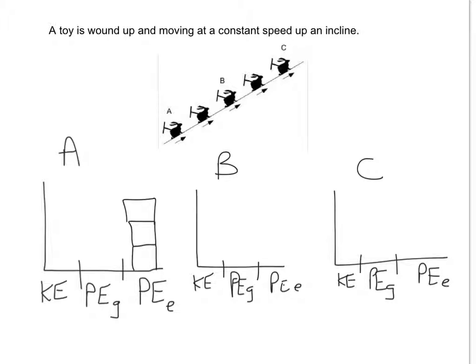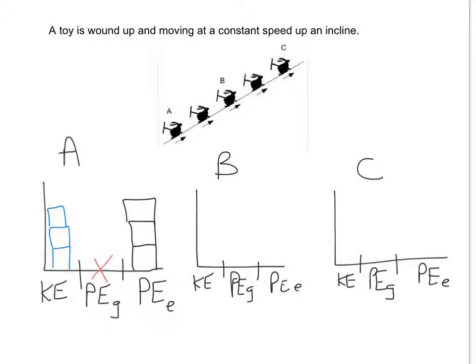Next, I'm going to look at gravitational potential energy. At point A, the toy is right at the bottom of the incline, so that means it has no gravitational potential. I'm going to put an X on my bar graph. That shows that I've thought about gravitational potential and decided that there isn't any there. The last type of energy is kinetic. Since the toy is moving right away, that means it must have some kinetic energy right away. And it doesn't matter too much how many blocks I draw for the kinetic energy.